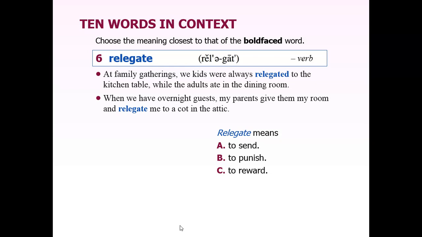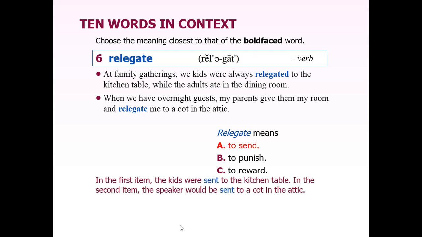6, relegate. When we have overnight guests, my parents give me my room and relegate me to a cot in the attic. The polite thing would be, you have guests come over and you give up maybe your room, and so you're relegated to a cot in the attic. So you're placed somewhere in the attic. So you are most likely A, send, B, punish, or C, reward. The correct answer is A, send.